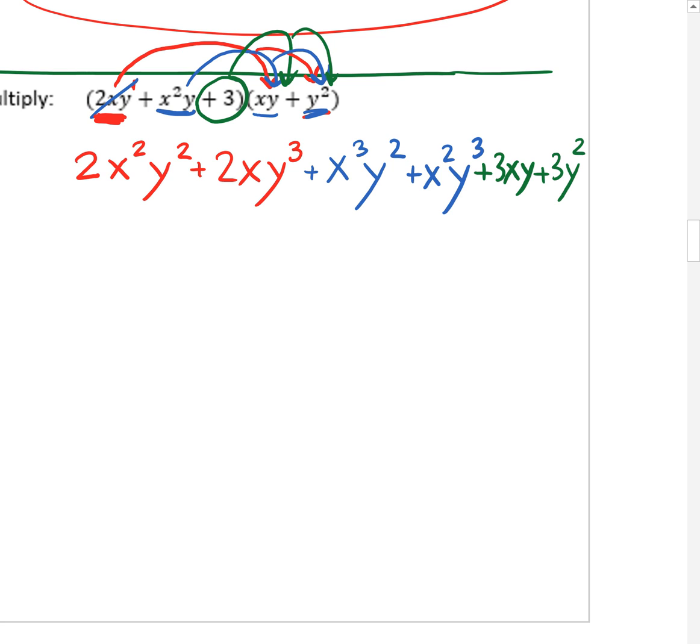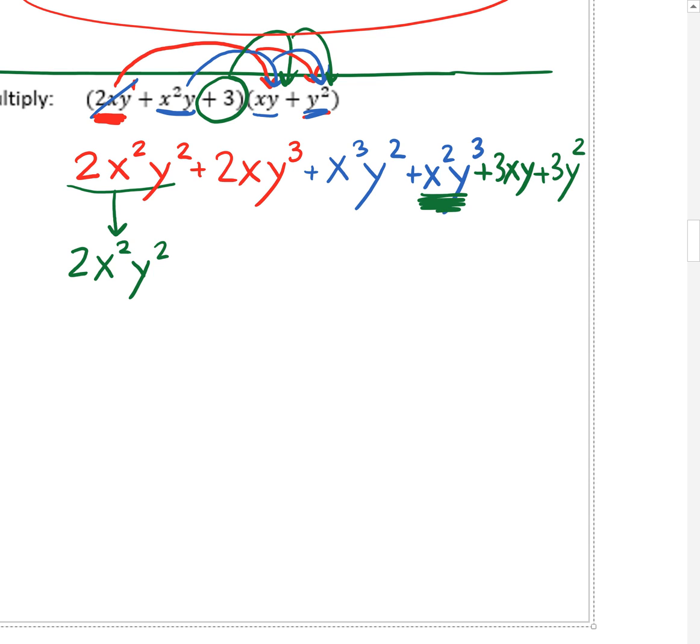Easy peasy. And if I glance through this, I don't think there are a lot of like terms here, huh? Let me just look at the first guy. It's got 2x squared y squared. Do I see any more x squared y squareds? Nope. Remember, they have to have the exact same powers on the exact same variables. So even though, for example, this guy down here has an x squared, it doesn't have a y squared, it has a y to the 3rd, so it's not a like term. How about the next guy? 2xy to the 3rd. Is there another xy to the 3rd? Nope. Okay then.